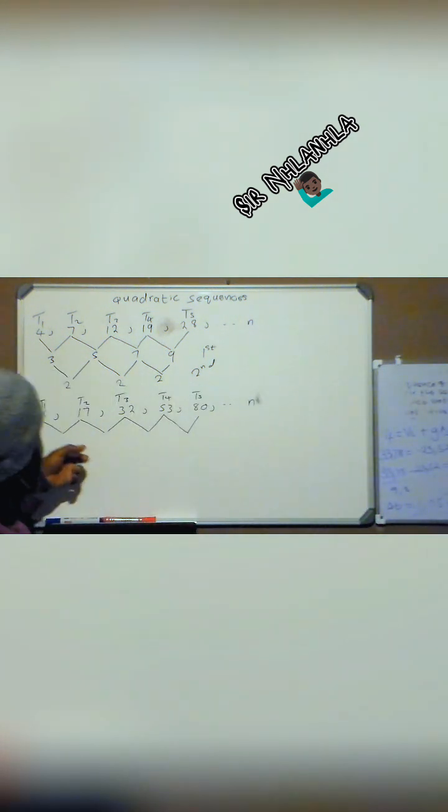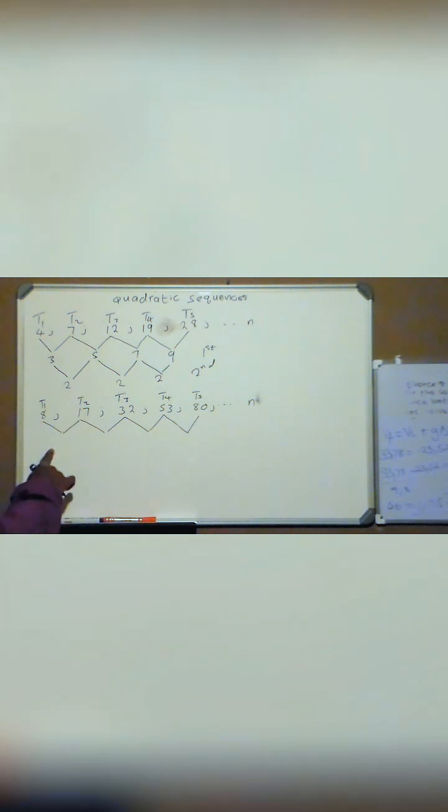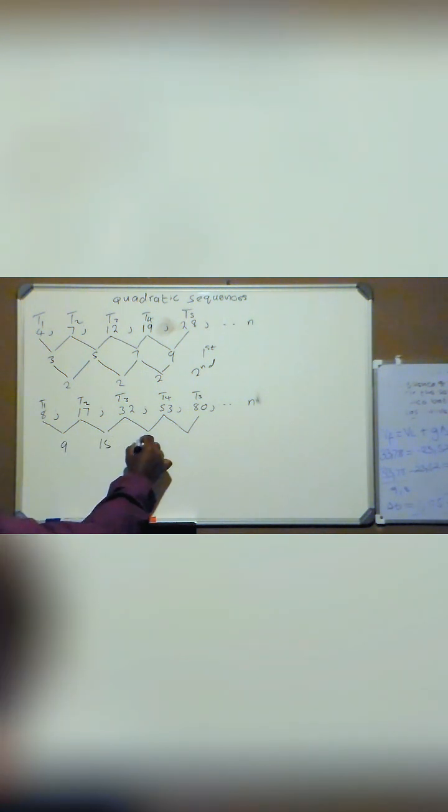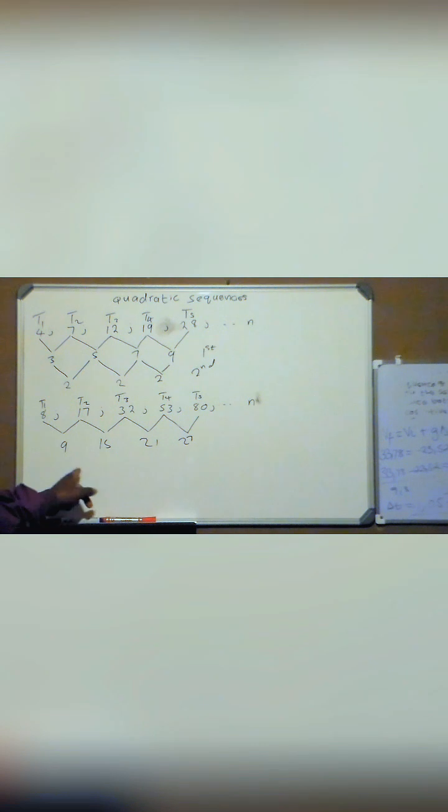Let's look at the second sequence. So the second sequence, we have 8, 17, 32, 53, and 80, right? We do as we did before, we find the first difference. So here we have 17, it's going to be 17 minus 8. So this one will give us a 9, and then we follow, we get 15, we get 21, we get 27, right? Again, we did not get a constant value in the first difference of the sequence.